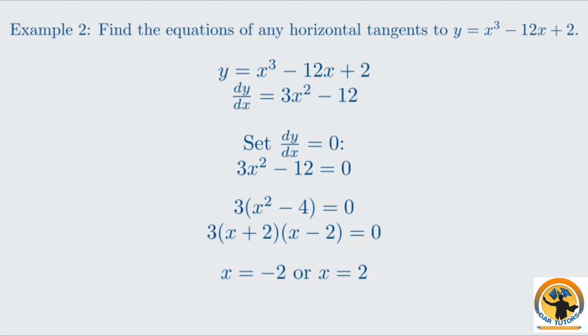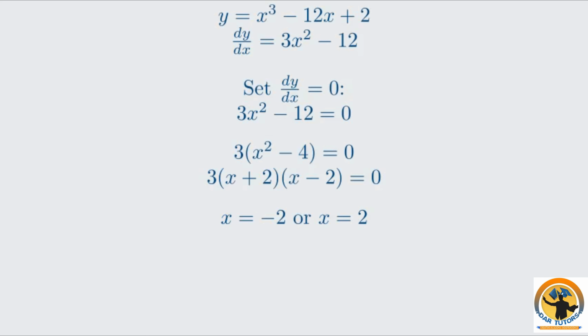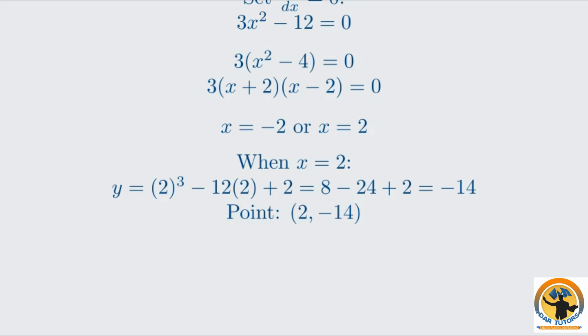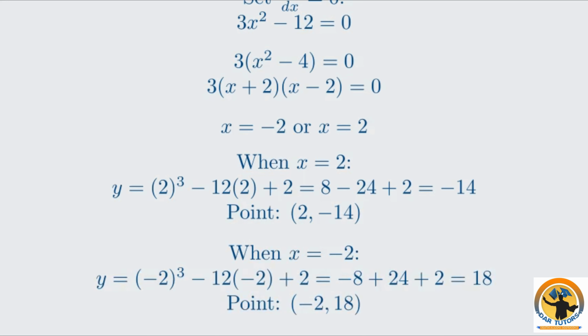To find the equations of the tangents, we need the y-coordinates of these points. When x is 2, y is 2 cubed minus 12 times 2 plus 2, which is 8 minus 24 plus 2, or negative 14. So one point of contact is (2, negative 14). When x is negative 2, y is negative 2 cubed minus 12 times negative 2 plus 2, which is negative 8 plus 24 plus 2, or 18. The other point of contact is (negative 2, 18).